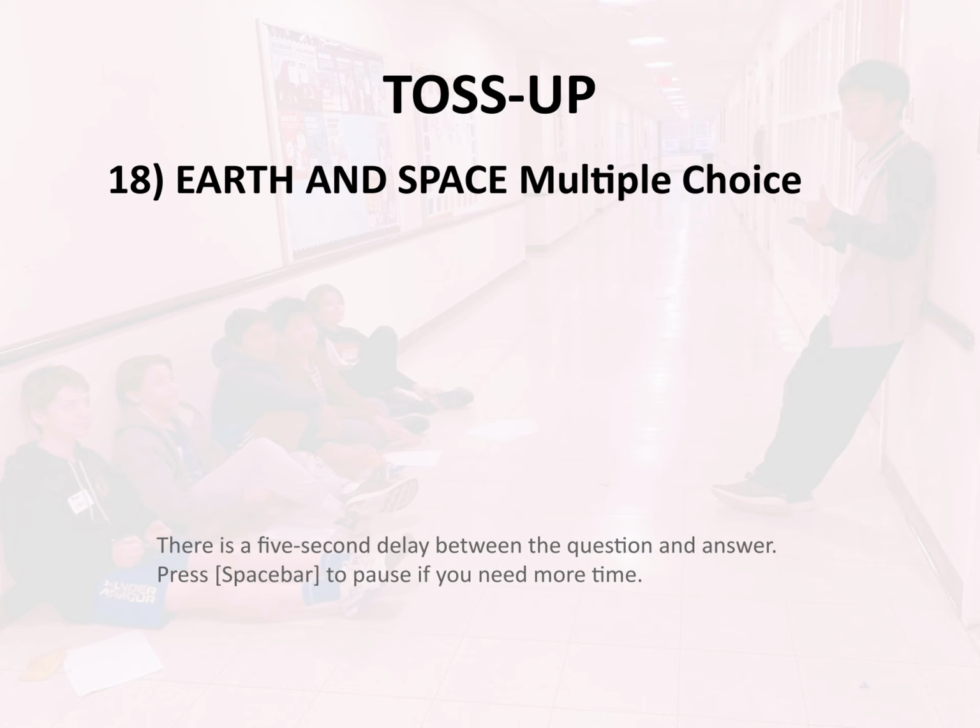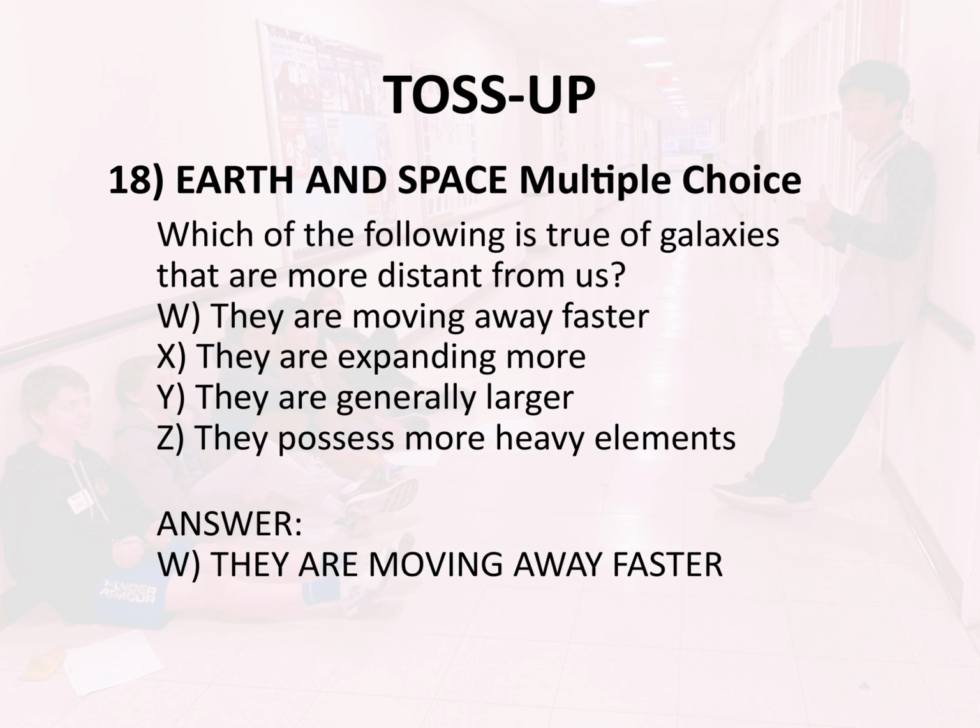Toss-up, 18. Earth and space multiple choice. Which of the following is true of galaxies that are more distant from us? W. They are moving away faster, X. They are expanding more, Y. They are generally larger, Z. They possess more heavy elements. Answer. W. They are moving away faster.